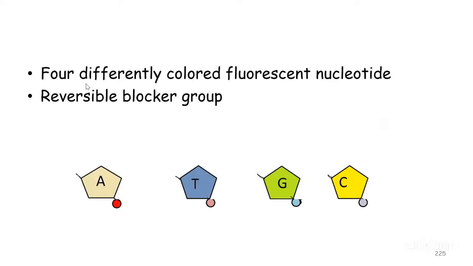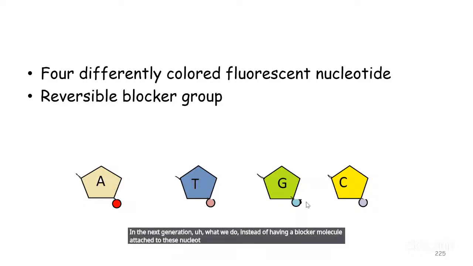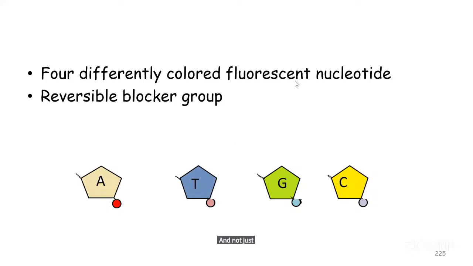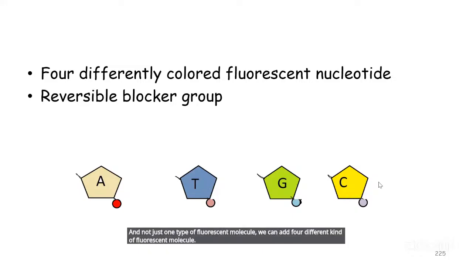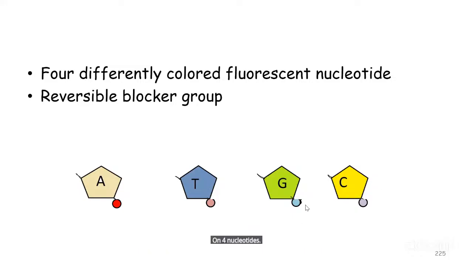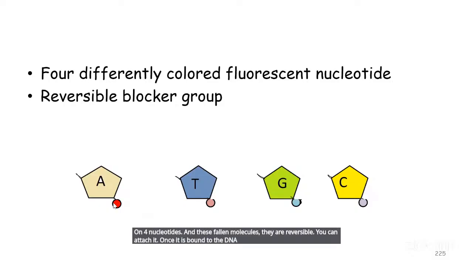In the next generation, instead of having a blocker molecule attached to these nucleotides, we can add a fluorescent molecule. And not just one type of fluorescent molecule, we can add 4 different kinds of fluorescent molecules on 4 nucleotides. And these fluorescent molecules are reversible. You can attach it, and once it is bound to the DNA, you can remove the fluorescent molecule, and the 3' end will be free again to bind to another nucleotide.